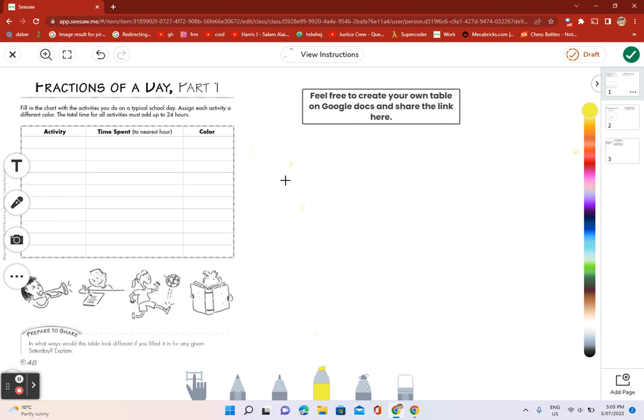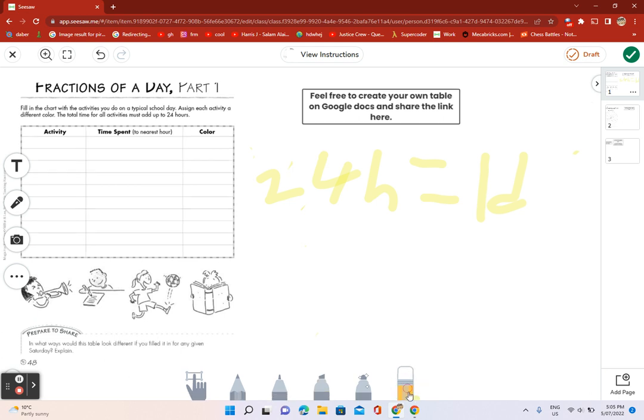So to start, to explain this activity: fill in the chart with the activities you do on a typical school day. Assign each activity a different color. The total time for all activities must add up to 24 hours, which we all know equals 1 day, right? That's pretty simple algebra. Well, pretty simple common sense, actually.